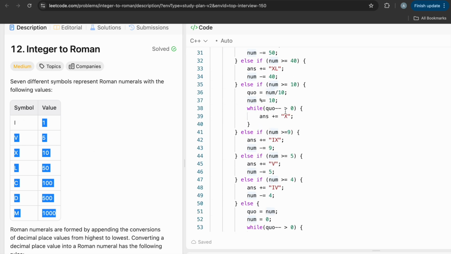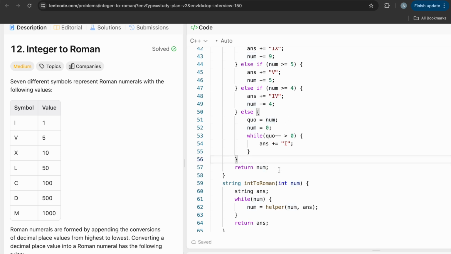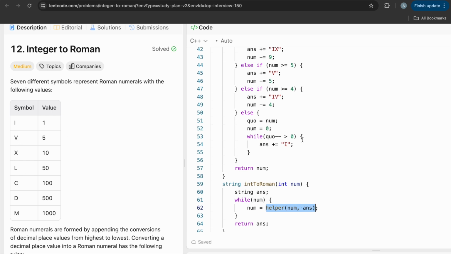So there will be 13 if-else checks, and in this way we will be able to return num finally through our function. After returning num from this helper function, we again check whether num is still greater than 0. If it is, we pass it again, and we keep on appending these Roman numerals to our answer, and then we finally return our answer.